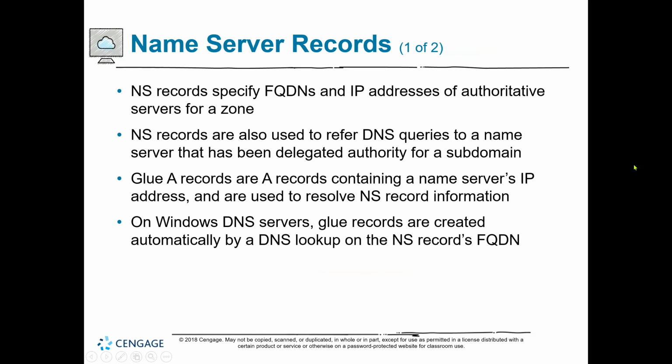Name Server records. NS records specify FQDNs and IP addresses of authoritative servers for a zone. NS records are also used to refer DNS queries to a name server that has been delegated authority.